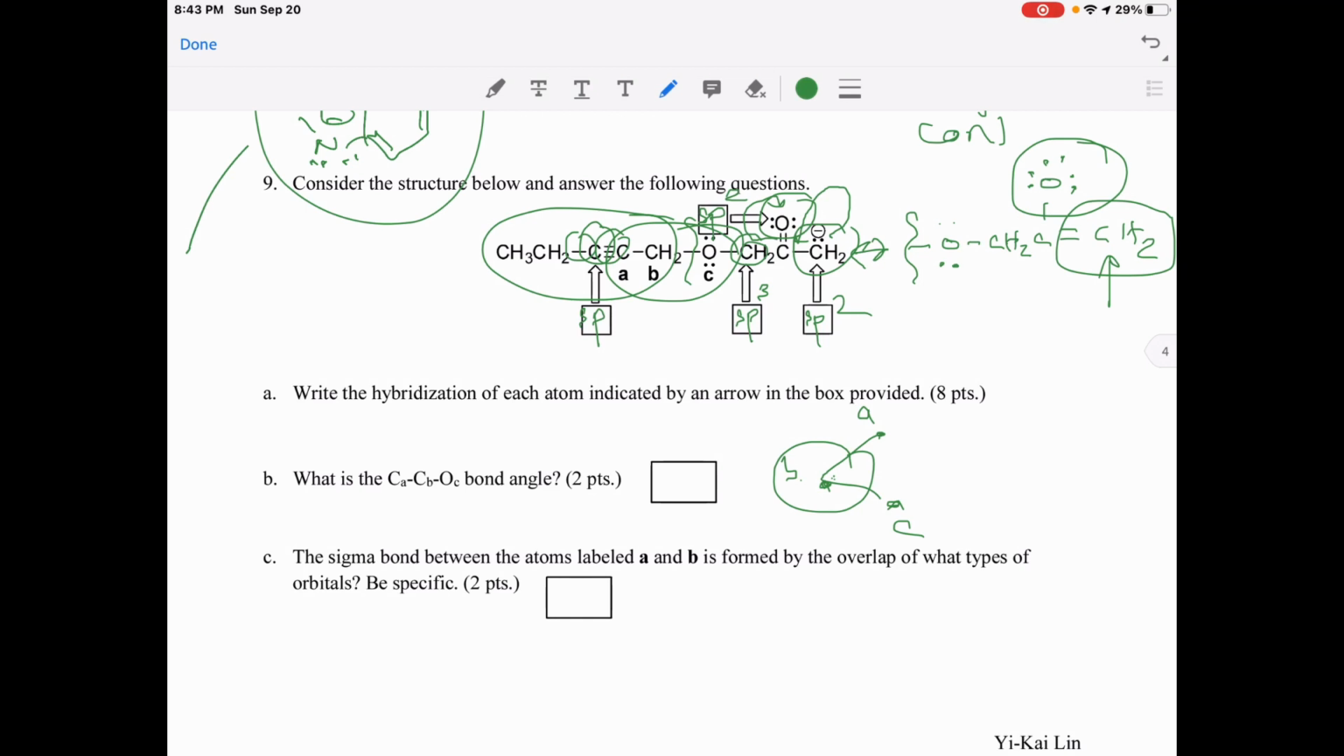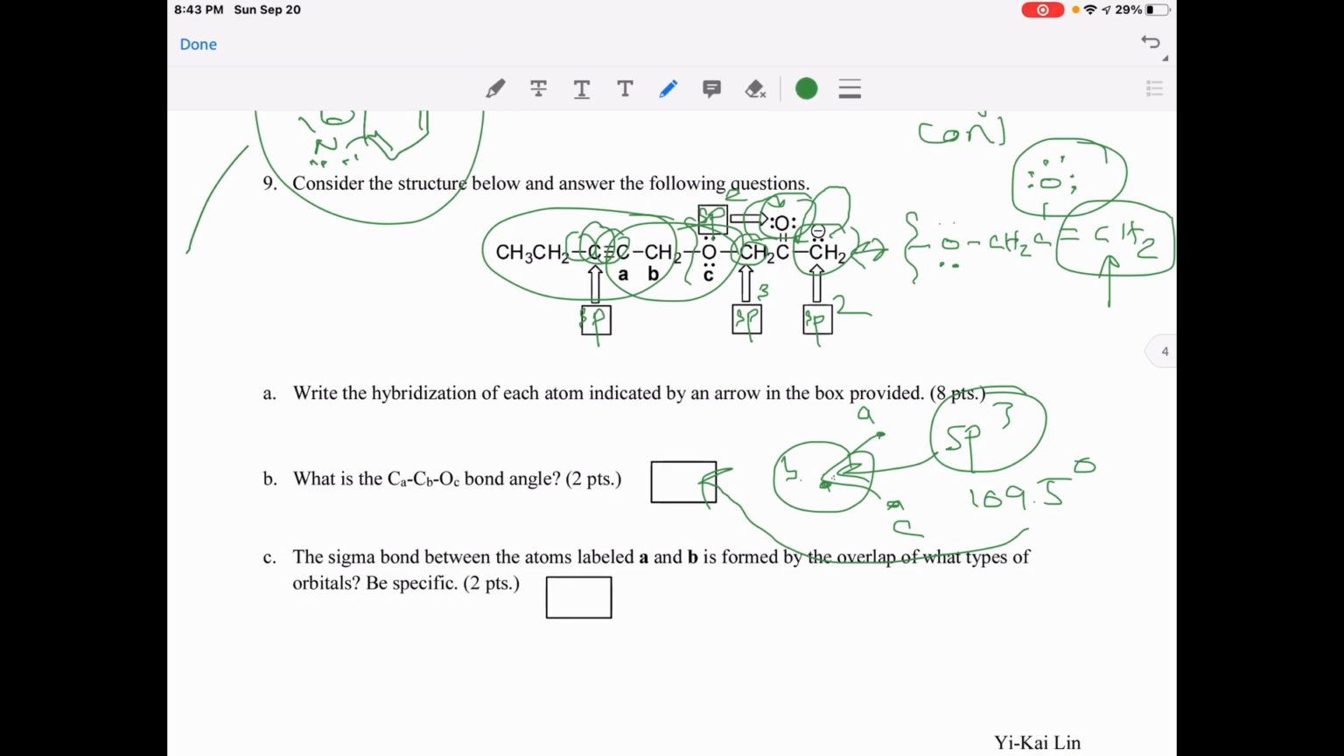it has four electron domains, right? Two bonds with hydrogen, and one bond with carbon and one bond with oxygen. So that gives us an sp3 configuration or hybridization at atom B. This also means that the geometry is a tetrahedral geometry, so the bond angles are 109.5 degrees. So this gives us our answer for part B.